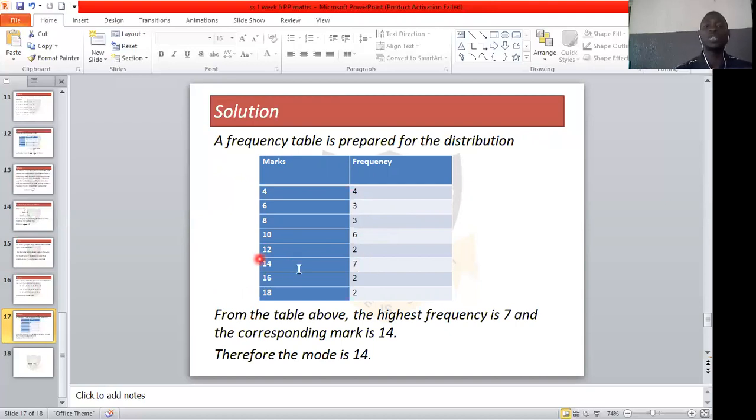So the mode is 14. From the table above, the highest frequency is 7, and the corresponding mark is 14. Therefore, the mode is 14. So this is how to calculate the mean, median, mode, and frequency table for ungrouped data.